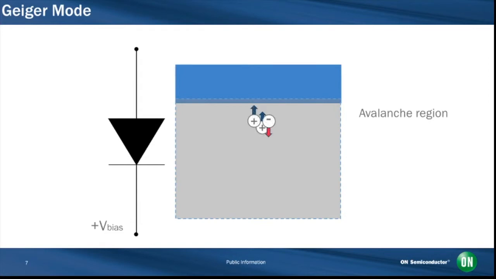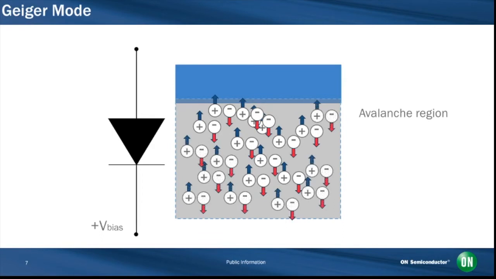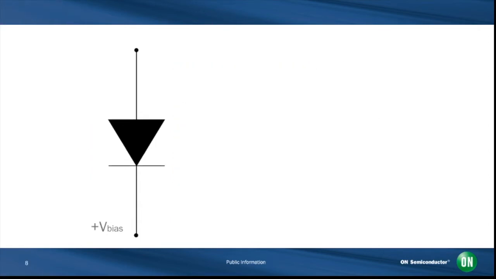Each of these new charge carriers will also generate further ionization, creating a self-perpetuating ionization avalanche that spreads throughout the silicon volume subjected to the electric field. The silicon will break down and become conductive, effectively amplifying the original electron-hole pair into a macroscopic current flow. Therefore, this type of photodiode is referred to as a SPAD, or single photon avalanche diode.